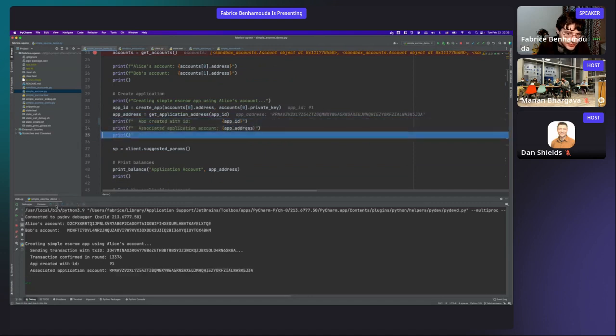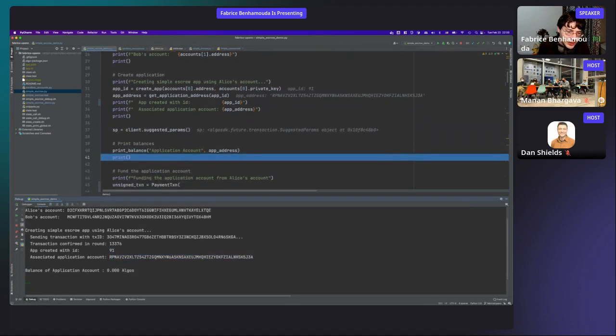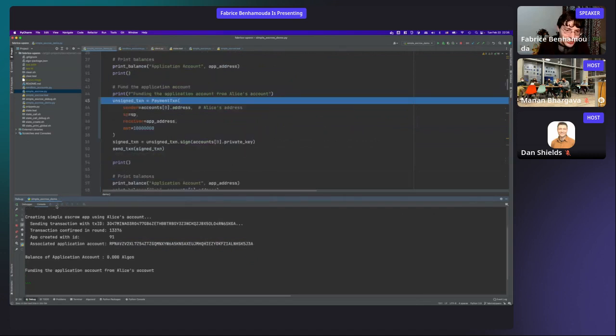And the application has a certain ID and an associated application account. Now, the application account at the beginning is empty because you just deployed it. It does not get algo by magic, so I need to give some algo there.